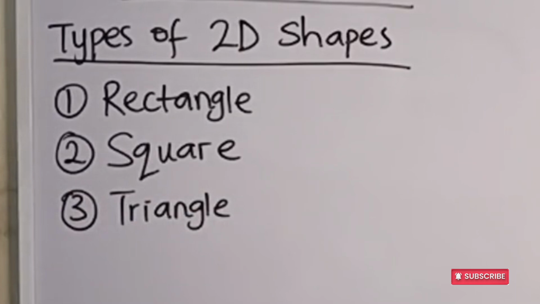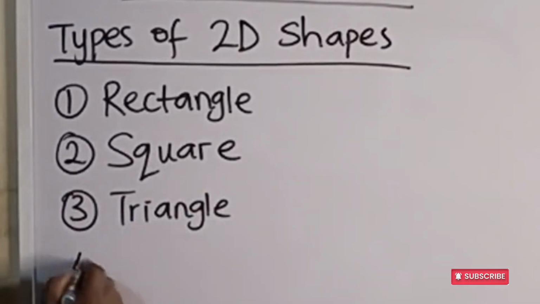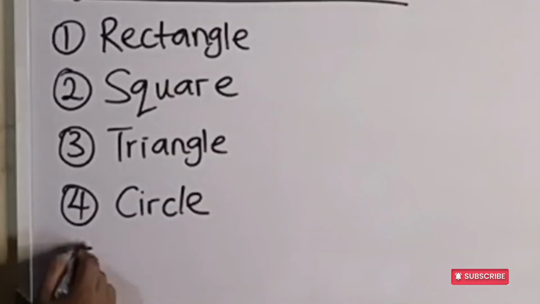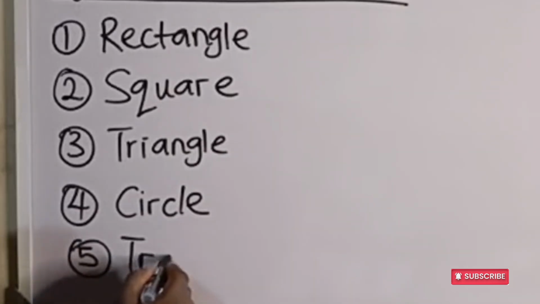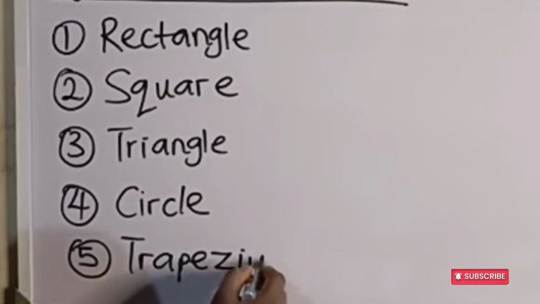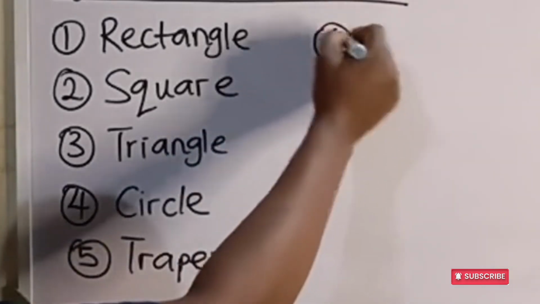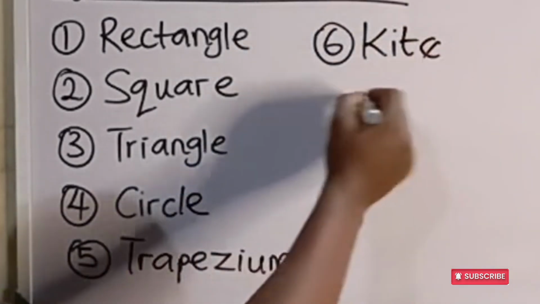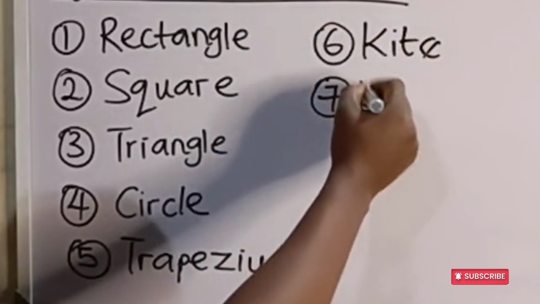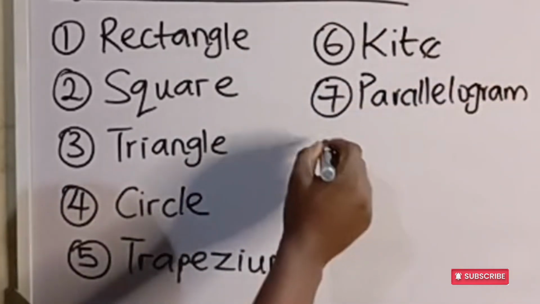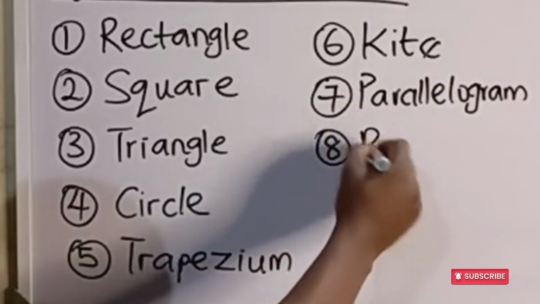So all these are flat shapes. Number 4, circle. Number 5, trapezium. In the United States, it is called trapezoid, but over here we call it trapezium. Number 6, kite. Number 7, parallelogram. Number 8, rhombus.